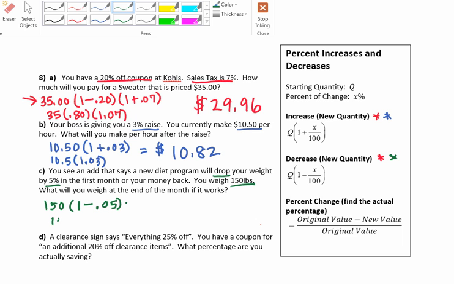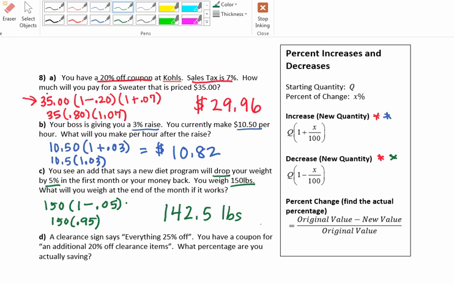If you want to type that in your calculator, you could put that in as parentheses 1 minus 0.05, or you could take 95% of 150. So 150 times 0.95. And we end up with 142.5. And this is not dollars this time, this is pounds.